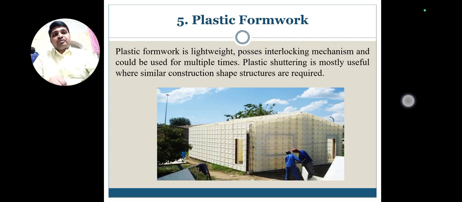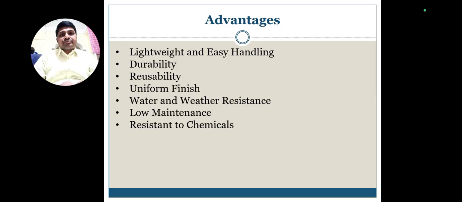So the plastic formwork will be very useful. Among the advantages, the lightweight of the plastic gives easy handling, and the durability will be greater when compared to other materials. Reusability will also be there, and uniform finishing comes after completion of the concrete casting.